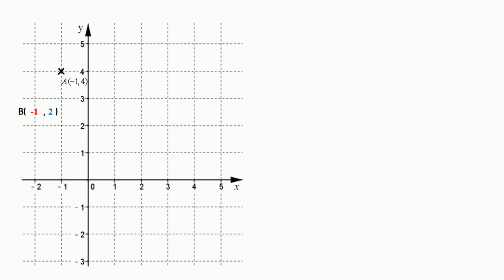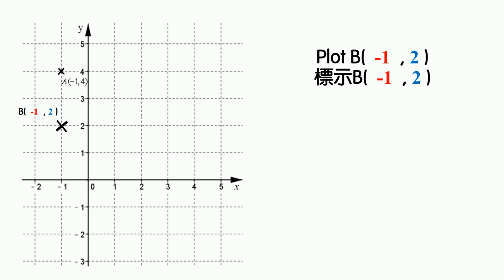Sometimes the question will ask you to plot a point like this. If you mark a point in this way, you can't clearly show where point B is. So that's why you need to mark a cross here to indicate the exact location of point B. And if the question asks you to join AB, you can show it like this.